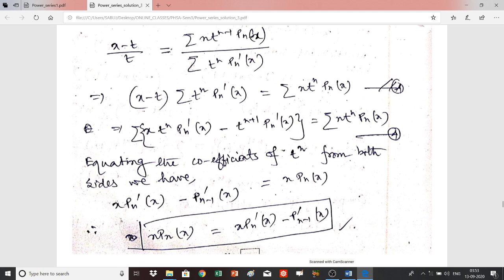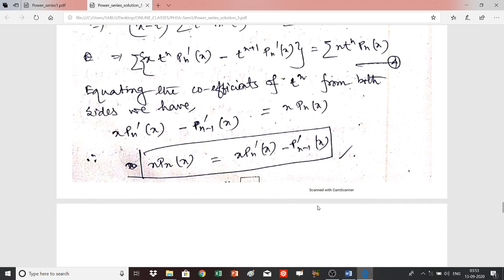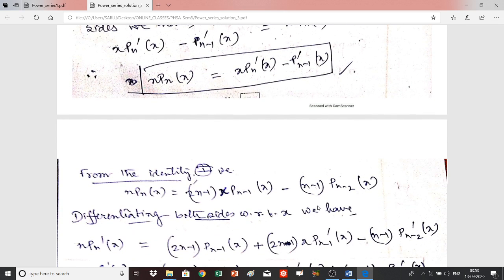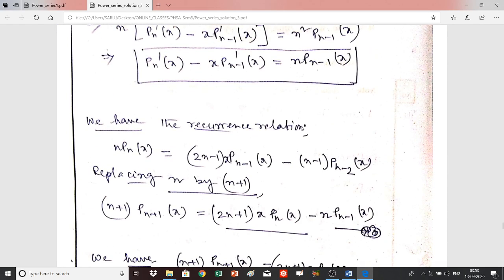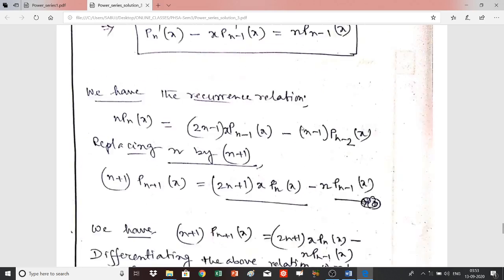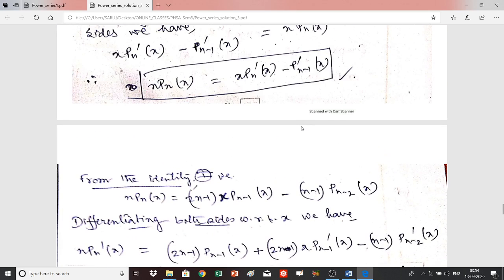So from here P(n-1) prime x will be left, and that is equal to n into Pn of x. So finally we get n Pn x is equal to n Pn prime x minus P(n-1) prime x. It is proved. Then another relation, we wish to prove another identity, which will become clear after the next few lines.